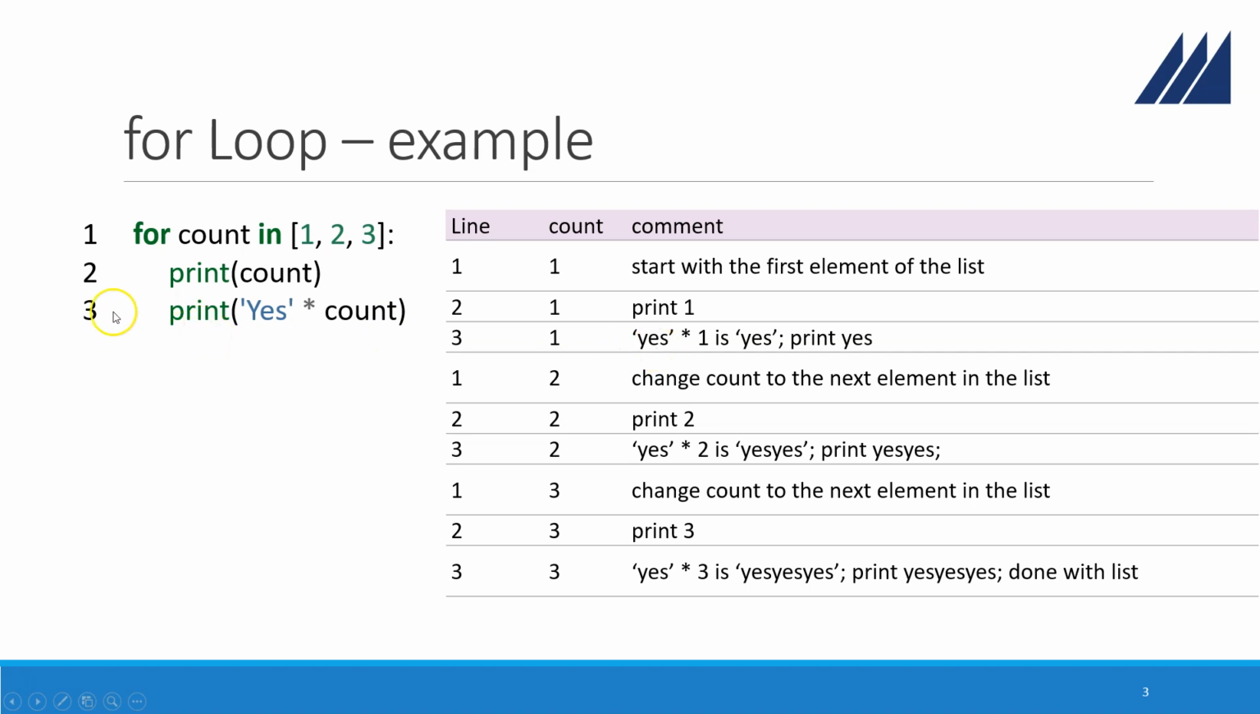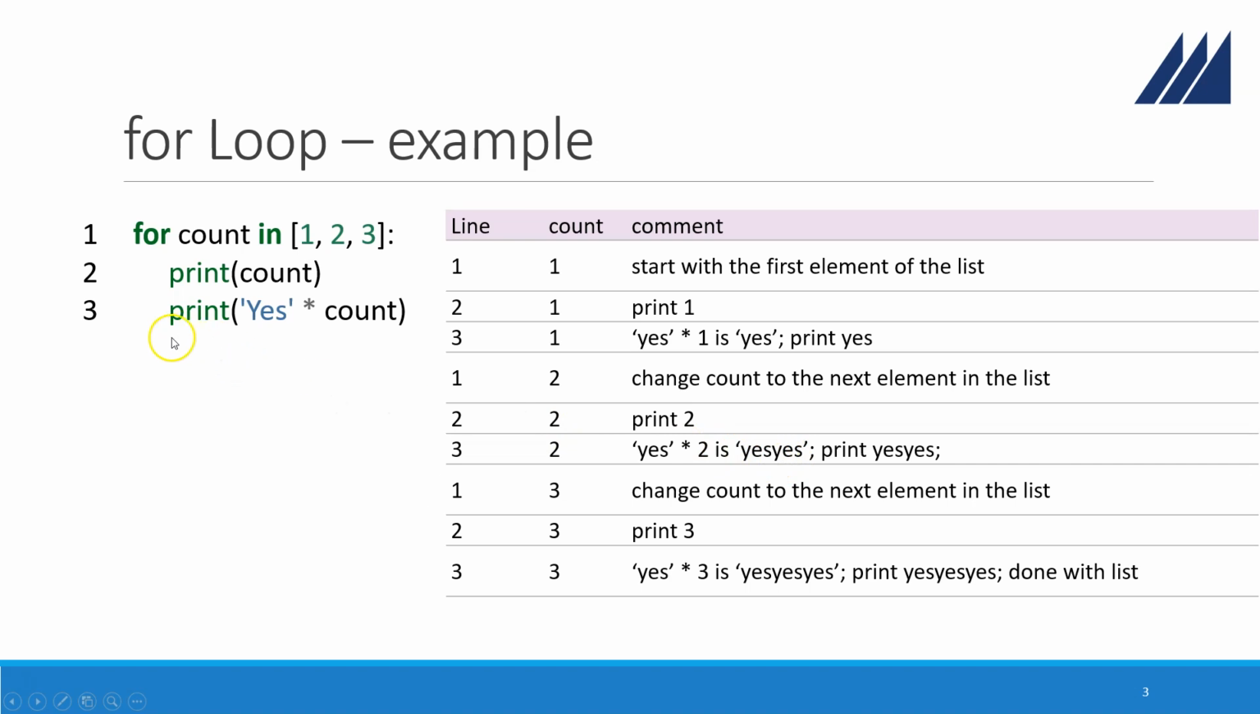Okay, then I'm going to go back again to the header of my for loop. Do I still have items? Yes, I still have items. I haven't checked 2, which is next after 1. So I'm going to assign count to number 2. Then I'm going to go inside, line number 2, print number 2, and then go to line number 3, print yes times 2, which would result in yes, yes, as you see it here.